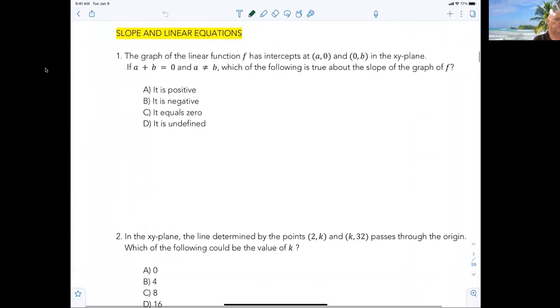Number one says the graph of linear function f has intercepts at (a,0) and (0,b) in the xy-plane. If a plus b equals 0, the first thing I want you to do is highlight a plus b equals 0. Now, if a plus b equals 0, I would like everybody to say that a is the opposite of b. Now, why do they say a cannot equal b? Because they don't want you to do what? 0 plus 0 equals 0. So they agree with that.